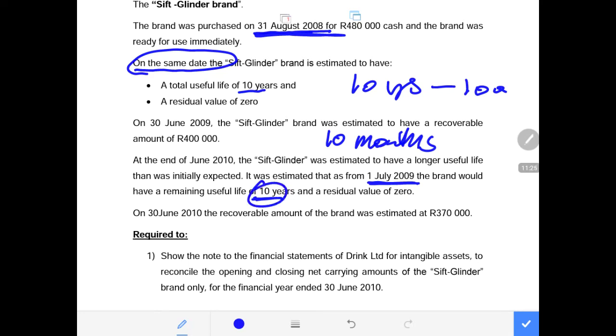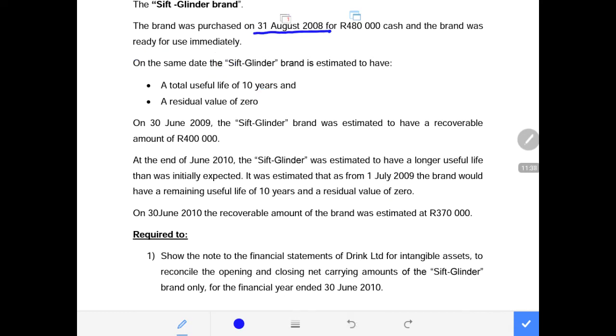Now, if you are given the remaining useful life, I said to you that you don't have to do any calculations in terms of the number of years for the change in estimate. What I mean by that is they could have removed this word remaining and said total useful life. If this was total useful life, that would mean 10 years plus the 10 months that are over.